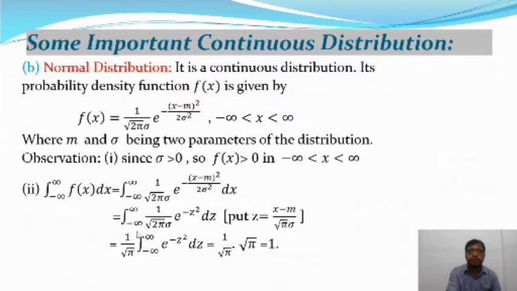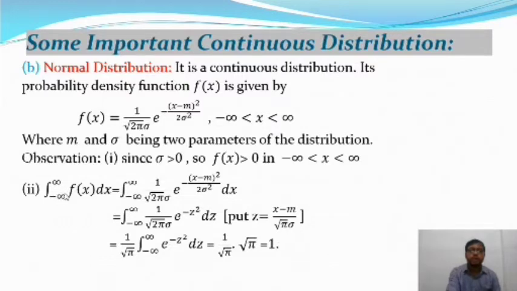So 1 by root over pi is actually the constant term. So 1 by root over pi into the integration over minus infinity to plus infinity of e to the power minus z square dz. This is an improper integral, and it is the gamma function. So the integration over 0 to infinity, this is not minus infinity, of e to the power minus z square will give root over pi. So applying the gamma function, we get this root over pi. So we get 1 by root over pi into root over pi, and after cancelling the term root pi from numerator and denominator, it will give 1.